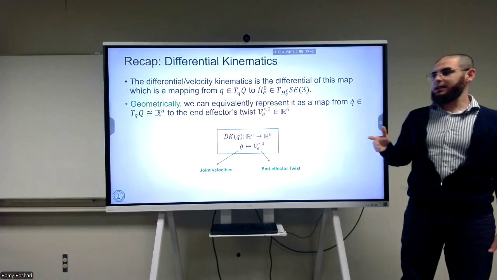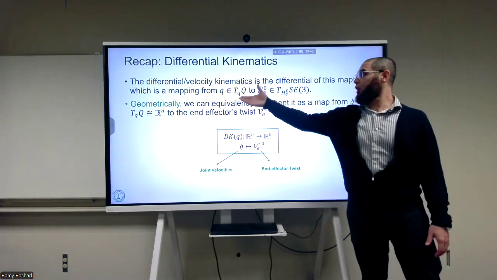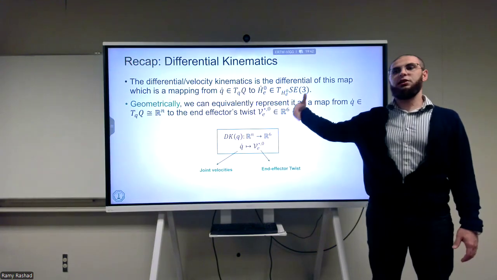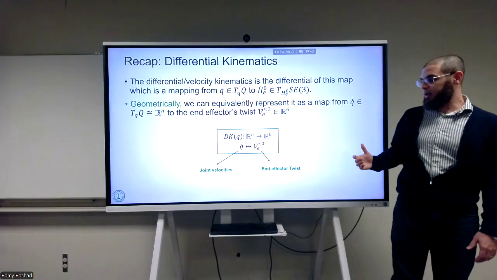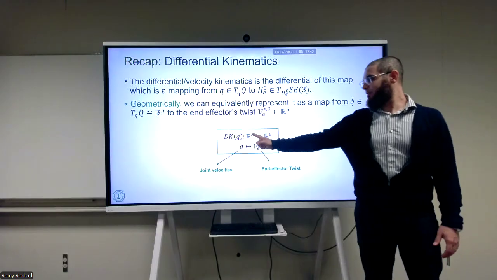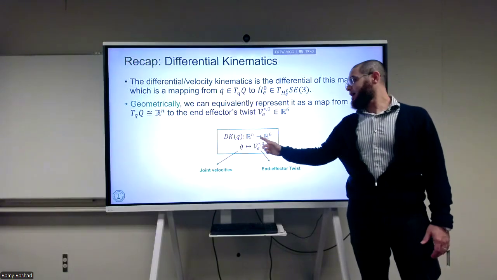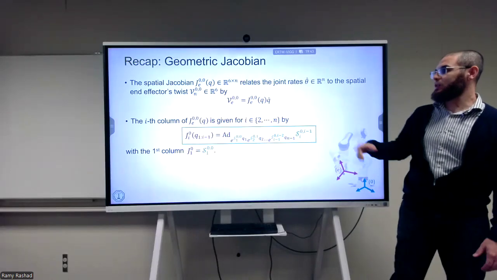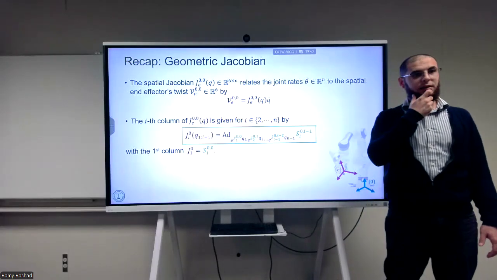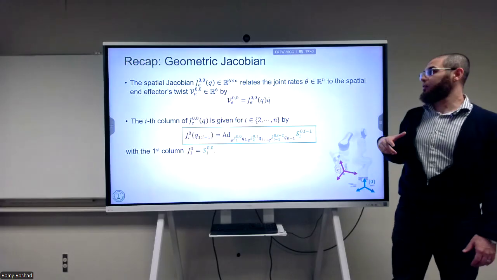And the differential kinematics, again, is a map from q dot to h dot, but we know that h dot is related to the twist of the end effector with respect to the base. And this map is a map from R^n to R^6, which means it's a 6 by n matrix. And this 6 by n matrix was given by the Jacobian, the spatial Jacobian of the end effector.